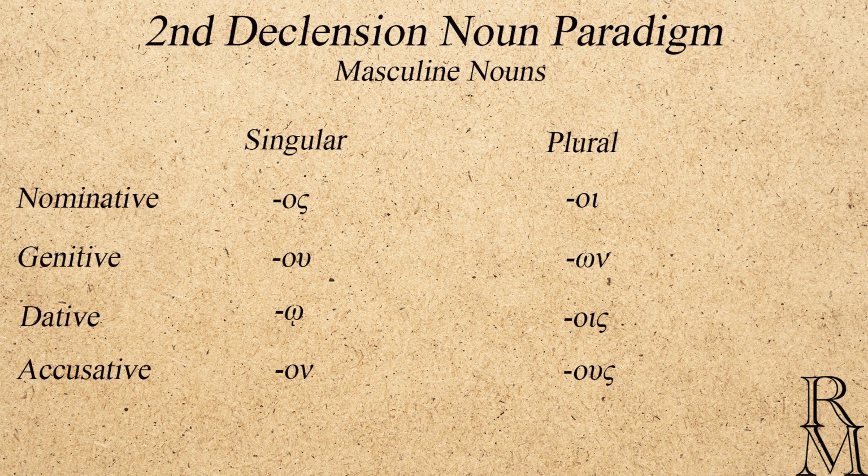So looking here at masculine nouns, your nominative is always going to end in omicron sigma in the singular. In the genitive, it's always going to end in omicron upsilon. In the dative, in singular. And pay close attention to this. I'm going to put up a large example of this here for you as well.